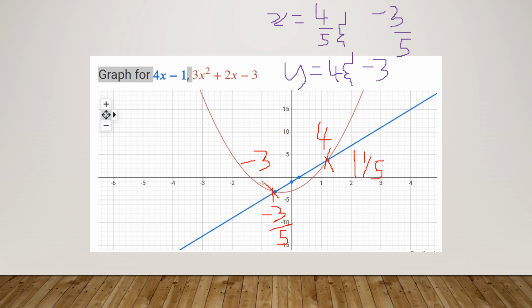Very simple, very easy as we continue our search into maths, looking at the graphs to solve a linear equation and a quadratic equation.